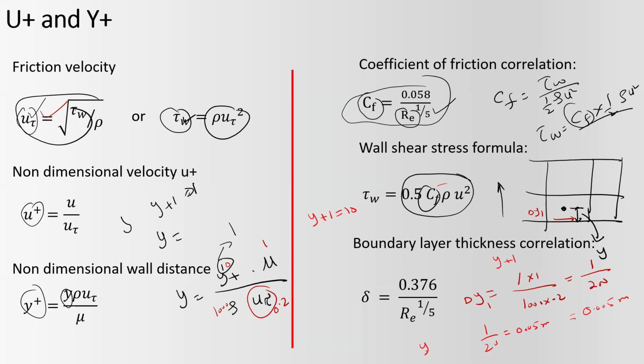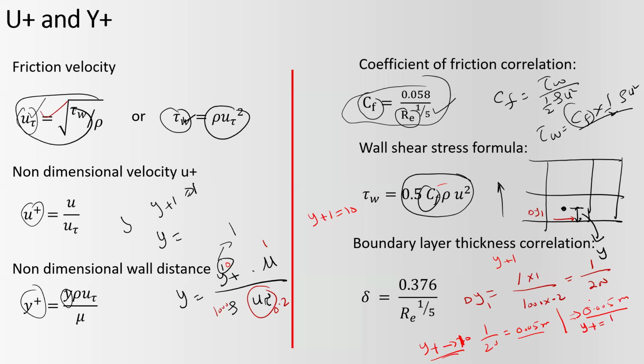This is for the Y plus 10. And this is the size when you are targeting Y plus equal to 1. So Y plus 10 will require a first cell height of 0.05 meters, and if you are targeting Y plus equal to 1, then the first cell height should be 0.005.